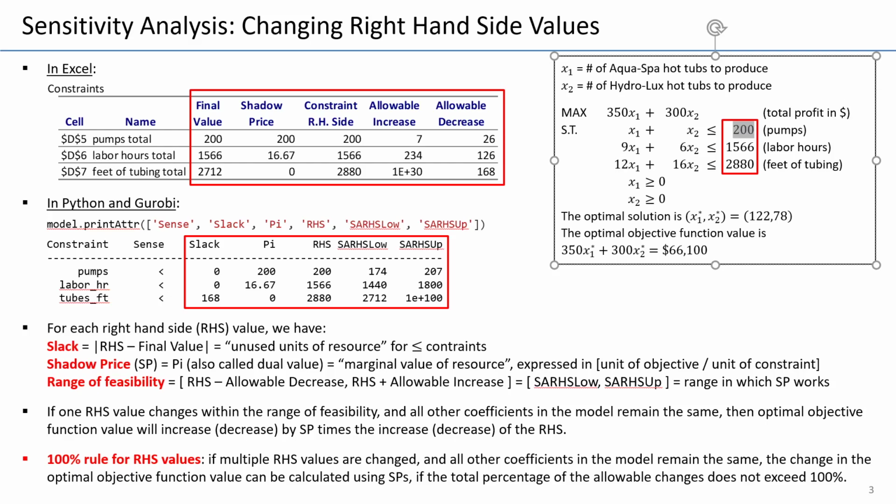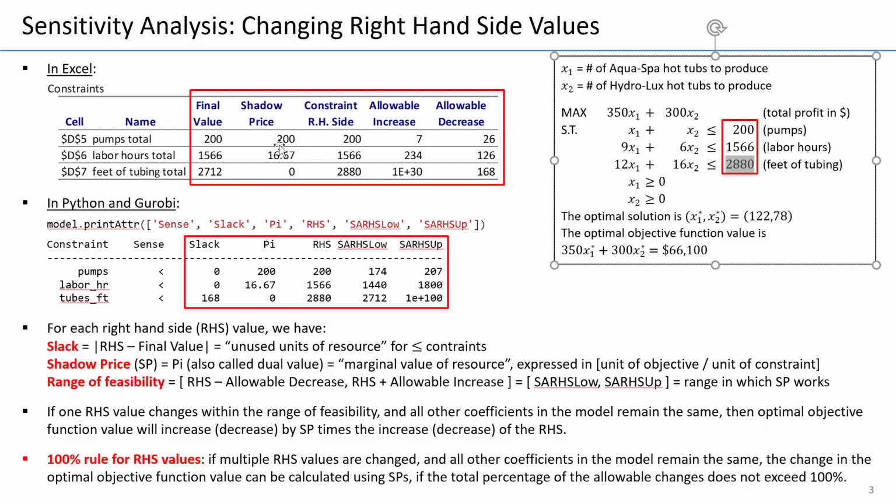And then when you produce 122 and 78, you can actually calculate that the left-hand side value at this solution is 122 plus 78, which means it's also 200. And here you see it displayed in the first column on the Excel sensitivity report. And then the same happens for the labor hours. The same number is used as available, but for the feet of tubing, the number that is used is 2,712 when 2,800 are available, right? So this constraint, we will say, has a certain slack.